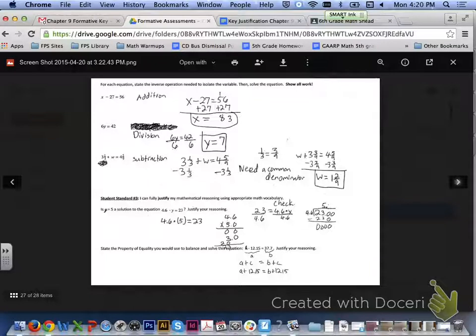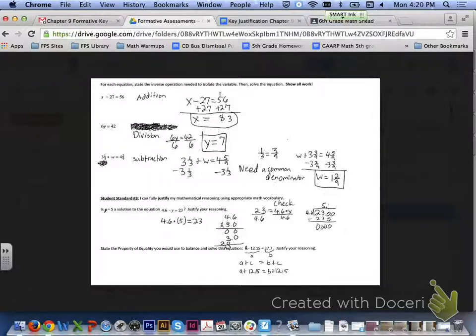All right. The last two problems are the justification problems. The first one says, is y equals 5 a solution to the equation 4 6/10 times y equals 23? Justify your reasoning. So you can see my work there. 4 6/10 multiplied by 5 ends up equaling 23, because 5 multiplied by 6/10 is equal to 3, and 5 multiplied by 4 equals 20. Put them together, it's 23.